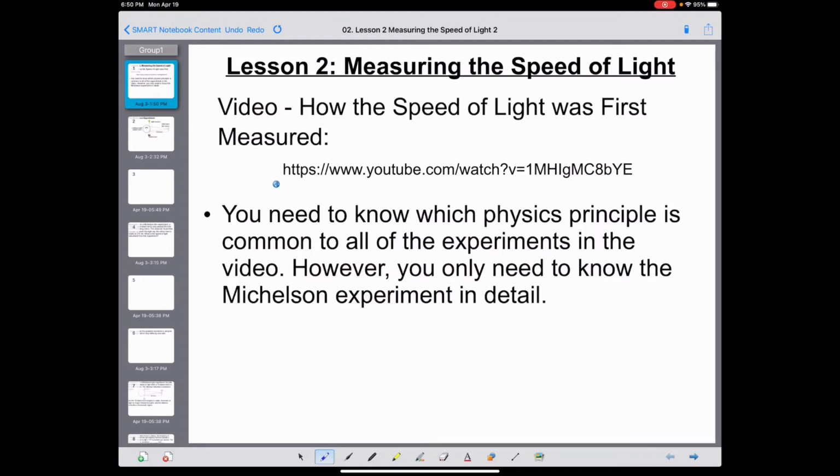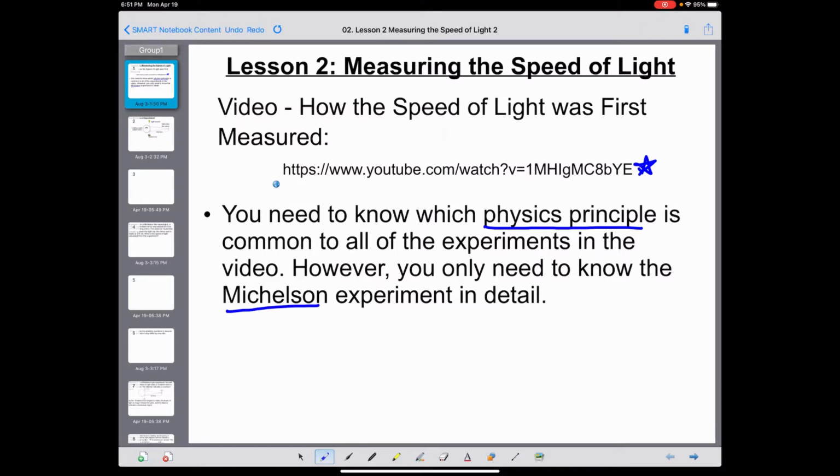All right, lesson 2, measuring the speed of light. If you haven't already watched this video here, please make sure that you go and do that. In the video, they talk about a whole bunch of different experiments that were done to measure the speed of light. We're not going to look at those experiments in detail here, except for the Michelson experiment. You have to know the details of that one. And you also have to know which physics principle is common to all of the experiments in the video.